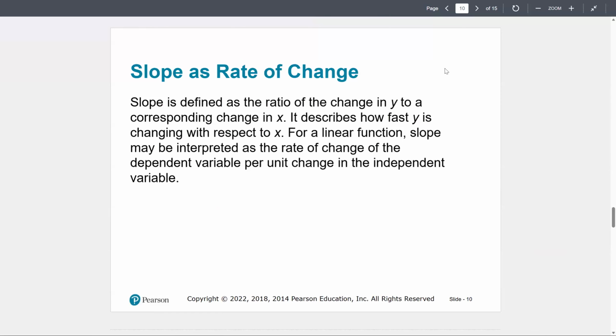So we're going to look at slope as a rate of change. Slope is defined as the ratio of a change in y to the corresponding change in x. We did a little bit of this in 2.3, so we're going to expand on this. We were looking at slope as a ratio of change in y over change in x. It describes how fast y is changing with respect to x. For a linear equation, slope may be interpreted as a rate of change of the dependent variable per unit change in the independent variable.